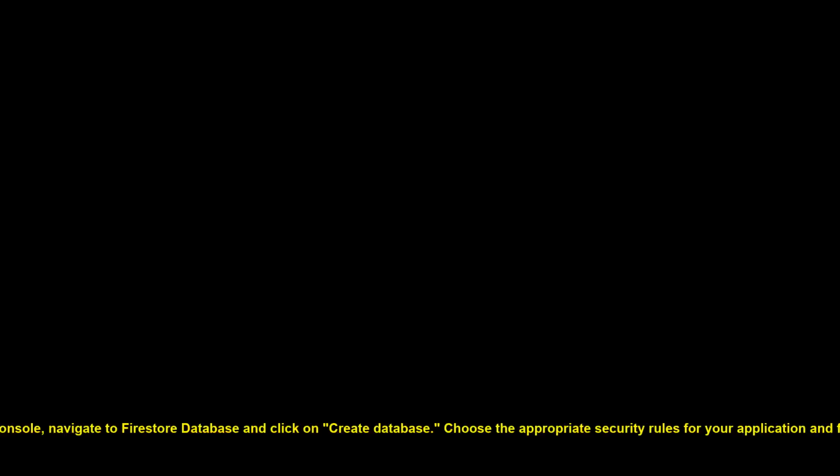Now, set up Firestore to store your UI preferences. In the Firebase console, navigate to Firestore database and click on Create Database. Choose the appropriate security rules for your project. Back in your code, initialize Firestore by importing it from the Firebase library.